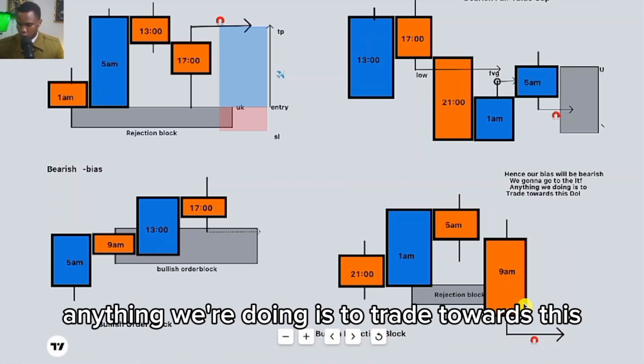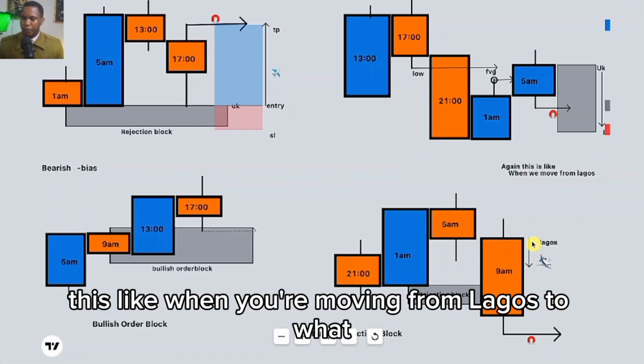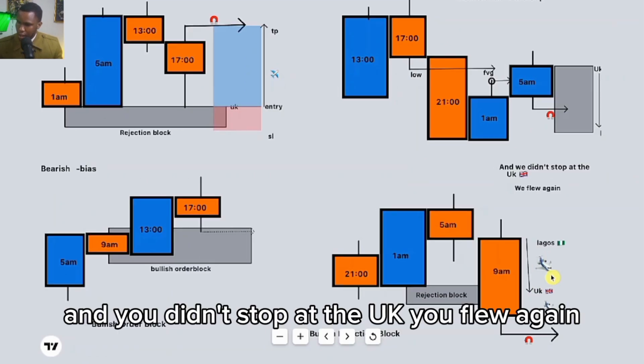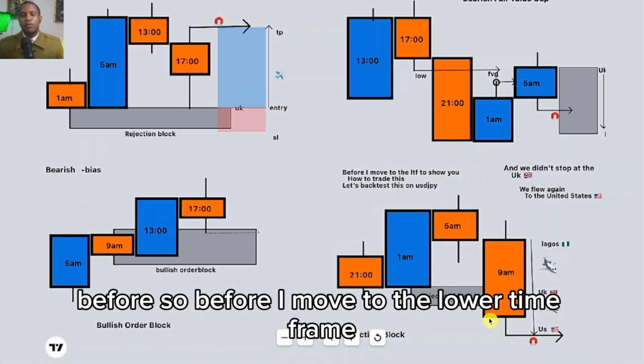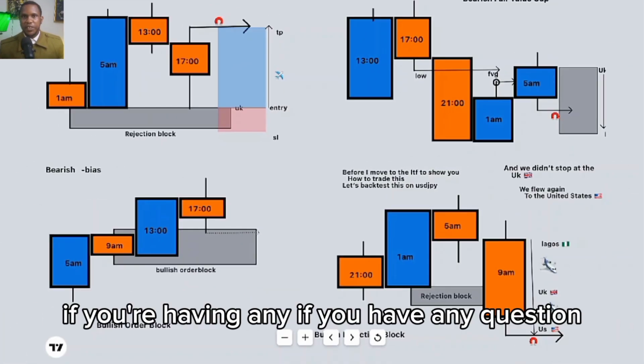So we're going to be going to the lower time frame. Anything we are doing is to trade towards this draw on liquidity. It's like when you're moving from Lagos to the UK, and you didn't stop at the UK, you flew again to the United States. So before I move to the lower time frame to show you how to backtest this on USDJPY, comment down below if you have any question.